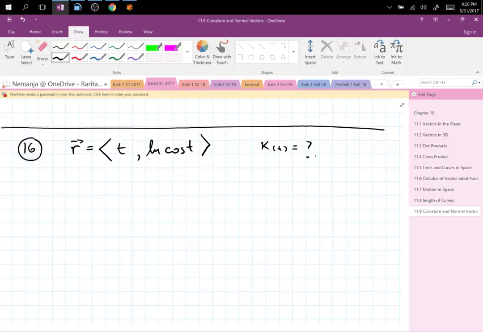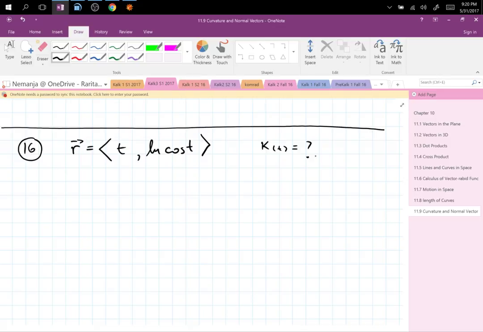Hang on. 1 plus magnitude, right? 1 plus secant squared t. And what do you do when you take a magnitude of something? Secant squared. Yes, what's the square root of secant squared? But then you've got to do it again. What's the square root of a square? What is k? It's t, right?